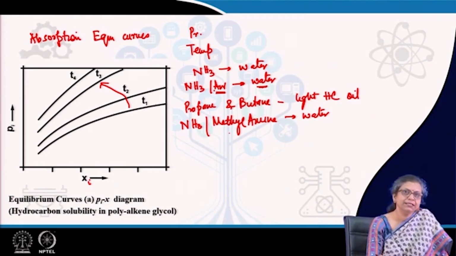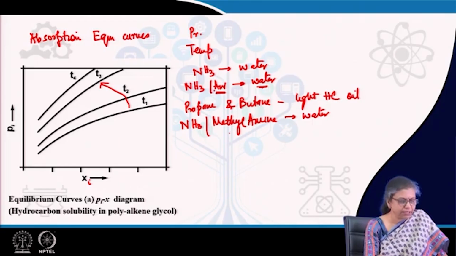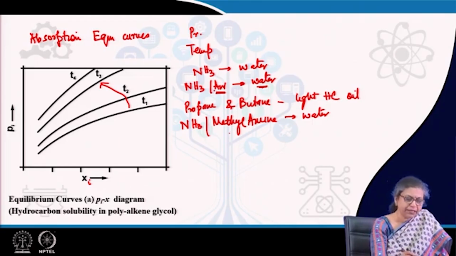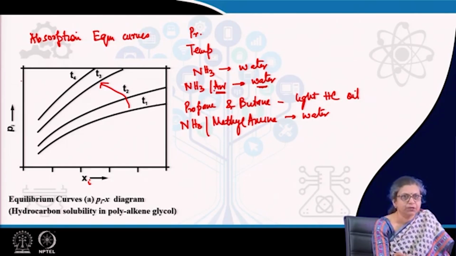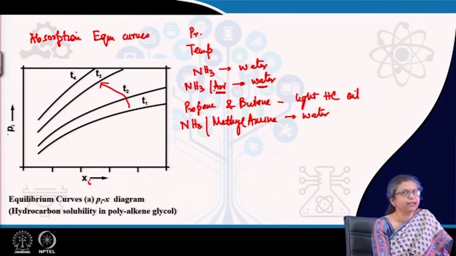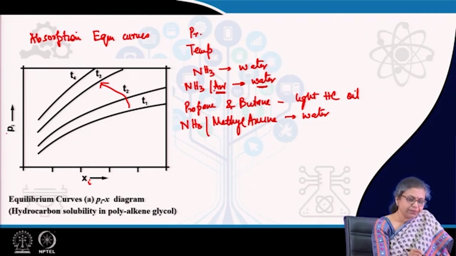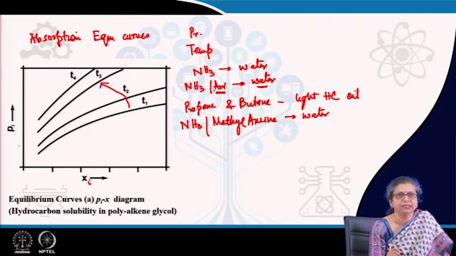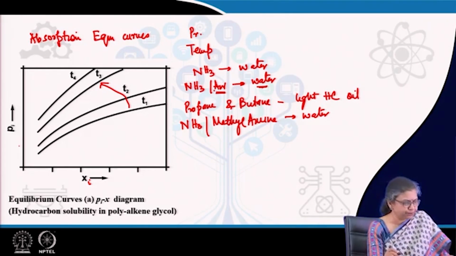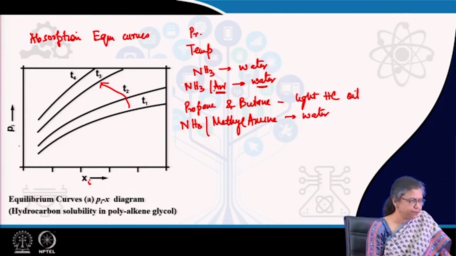So, these are the few things that we need to remember, and usually this is the reason why we normally express the absorption equilibrium curves in terms of partial pressure. In fact, whenever there is a gas phase, we always prefer to express the concentration in the gas phase in terms of partial pressure, be it absorption or gas solid adsorption. We usually prefer this.